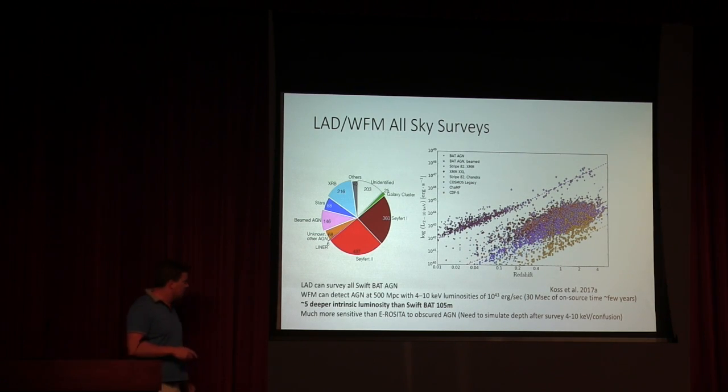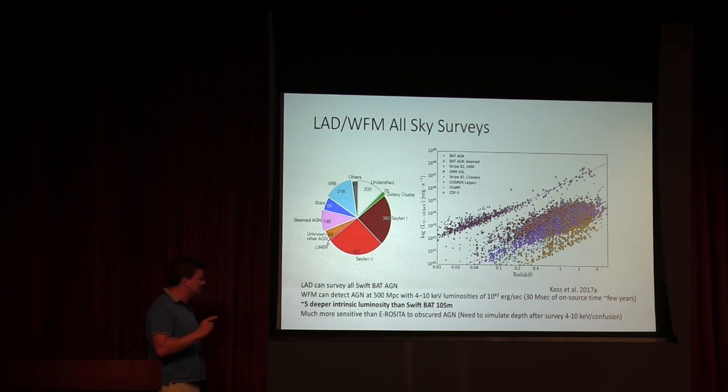To put this into a larger context, this is a pie chart of the 105-month sources. Some of them we haven't had a chance yet to identify using optical spectroscopy and soft X-ray follow-up to really figure out the counterpart. But the majority are these nearby sources, typically at redshifts less than 0.1, and you can see the distribution here. This is for the 70-month sources, where we did a lot of optical spectroscopic follow-up. Most of these sources are at low redshifts.